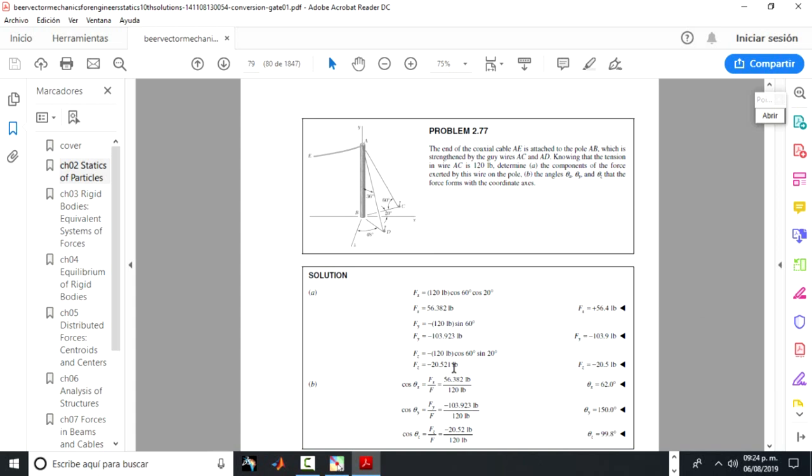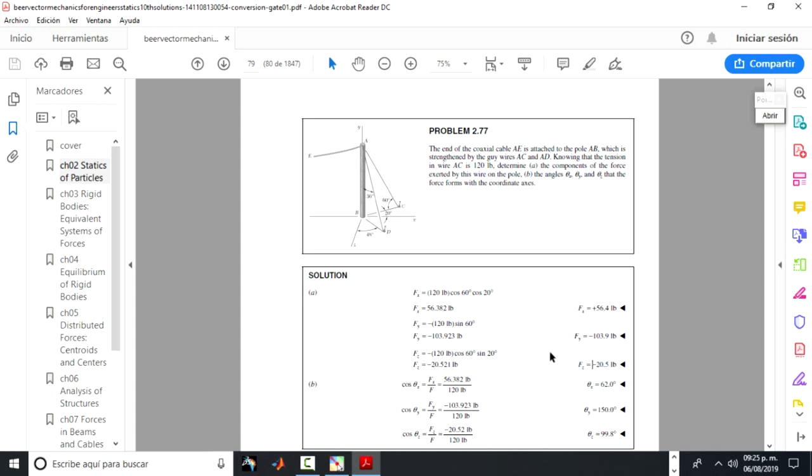The C component, we calculated that was minus 20.5212, and this is minus 20.521, that is the same. And again, the C component is negative because we drew it in that direction. And it will be cosine of 60 degrees, sine of 20 degrees, no? That will be that component. And again, we got that answer.